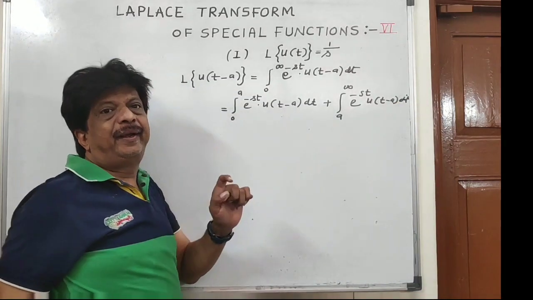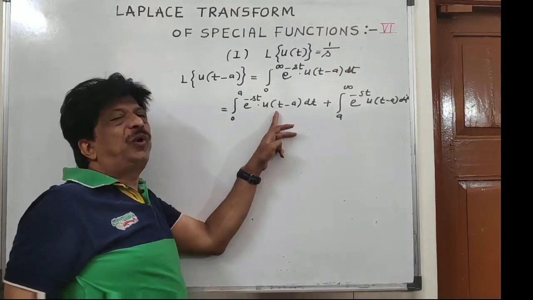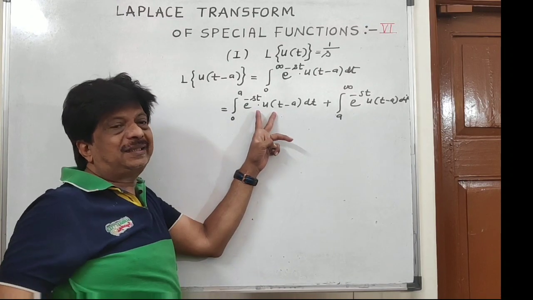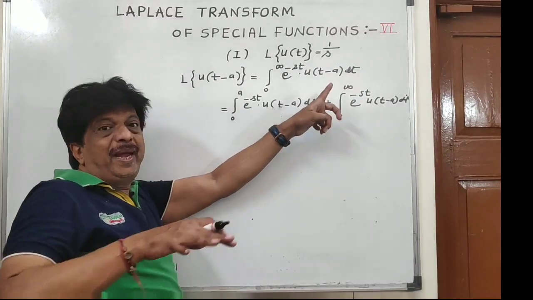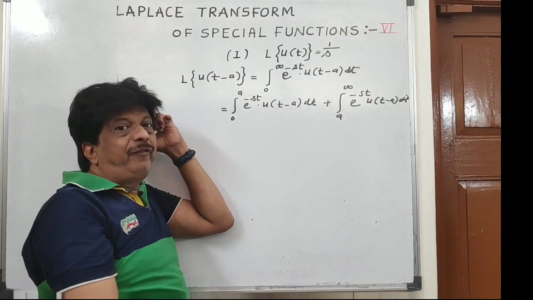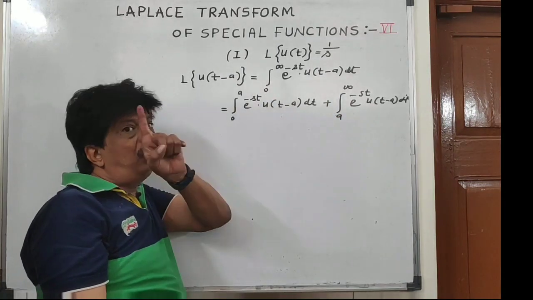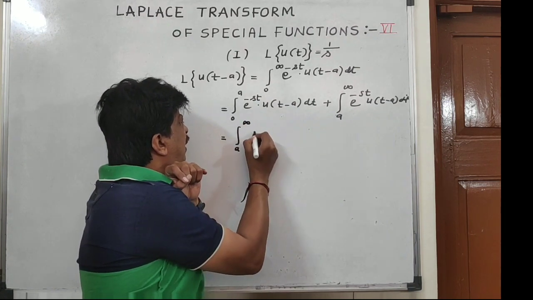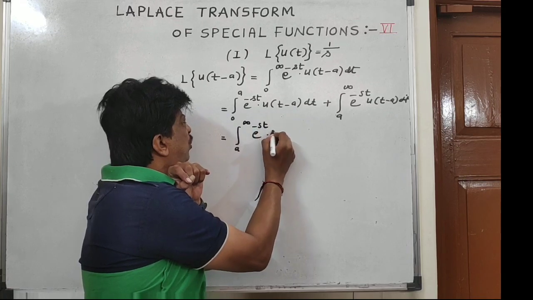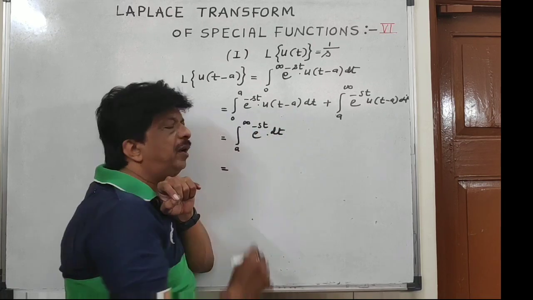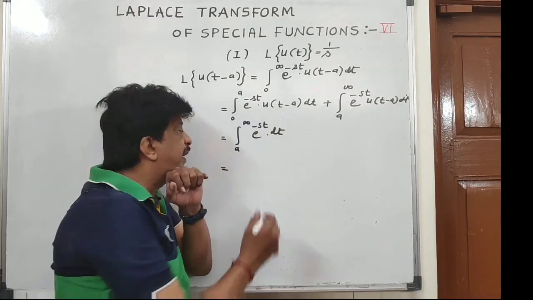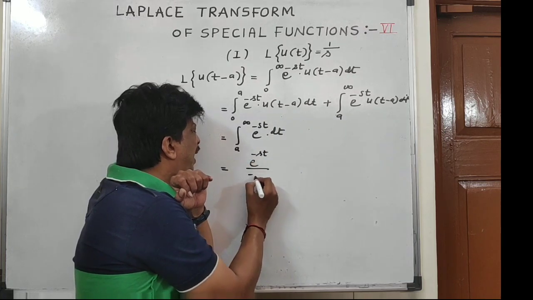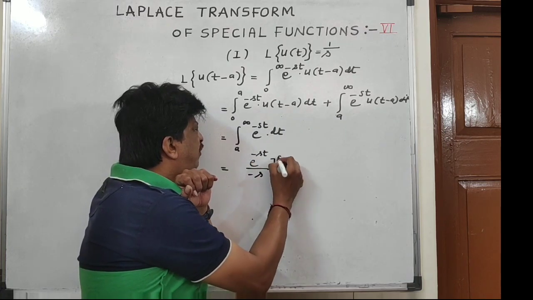Now from 0 to a, we have seen in the graph that this function takes the value 0. So the first integral is 0. Whereas from a onwards up to infinity, u of t minus a takes the value 1. So this reduces to the integral from a to infinity of e raised to power minus st dt only. That will be your required Laplace transform. The integral of e raised to power minus st is e raised to power minus st upon minus s, from a to infinity.